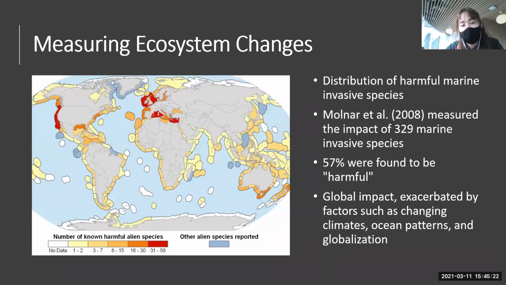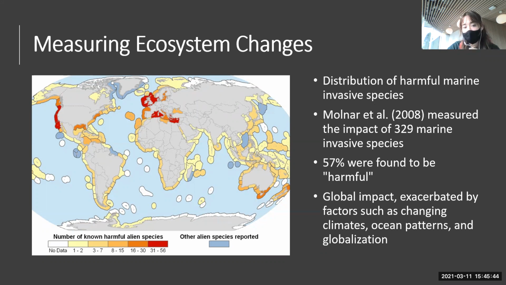This image is from a study done by Molnar et al. in 2008, showing the distribution of harmful invasive species. As you can see, they're widely dispersed and not isolated to any one region, although there are some visible hotspots in red. The study measured the harm of 329 marine invasive species, basing it upon their ecological impact, geographic extent, invasive potential, and management difficulty.